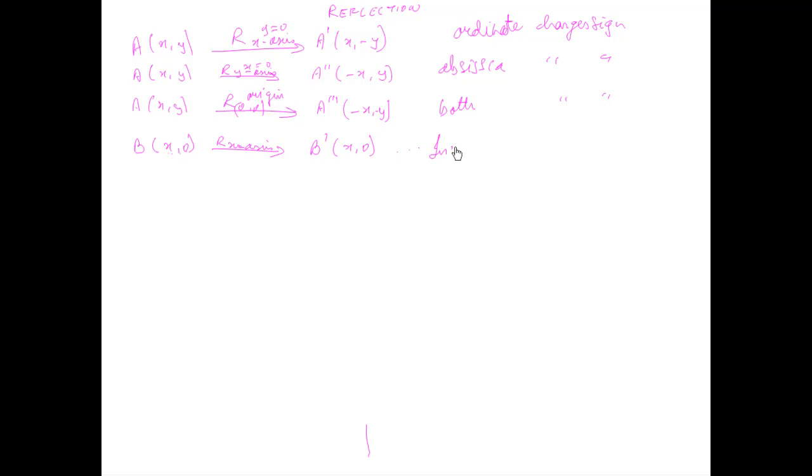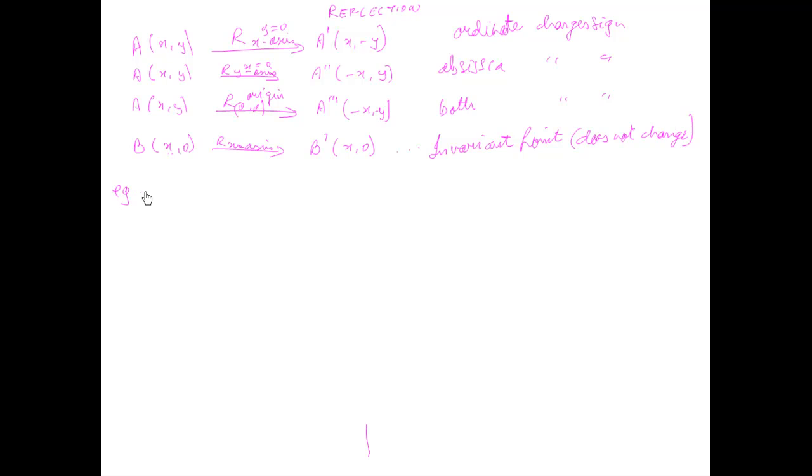So this is called an invariant point: a point which does not vary or change its position under reflection, children. That's called an invariant point. Let's see an example to elaborate on that.